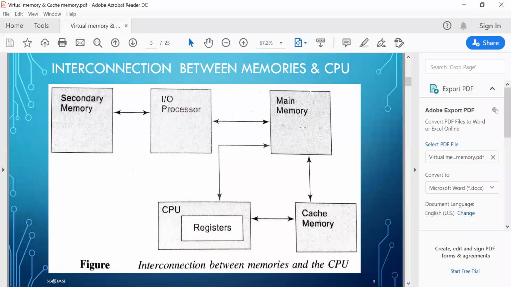Now between the main memory and the secondary memory, there is an IO processor. Every secondary memory device, like your hard disk or any type of CD, DVD, must be connected through the IO processor with the main memory. So that is the interconnection between the memories and the CPU.